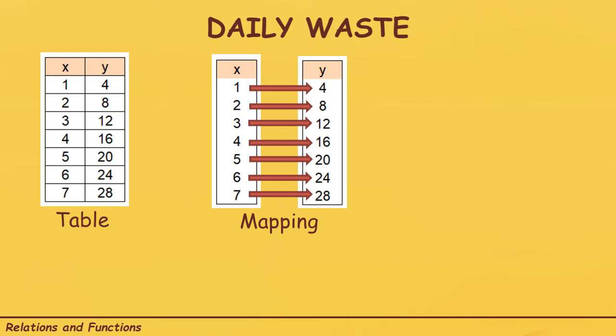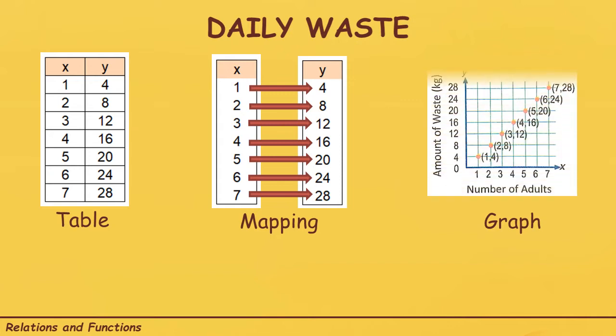But there is still one more way on how we can represent a relation. That is by a graph. So, ginagraph pala natin to. Pwede palang ipakita ang relation through graph. So, pakita natin ang ating graph ng ating relation. So, ayan. Yung sa x-axis is the number of adults. Meron tayong makikita dyan. 1, 2, 3, 4, 5, 6, 7, so on and so forth.